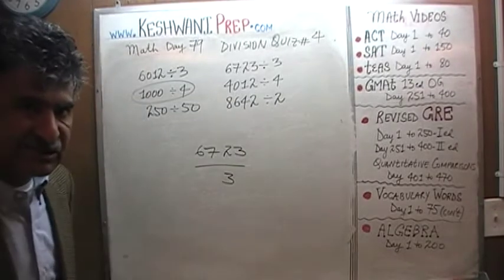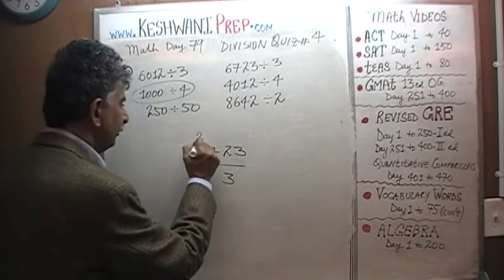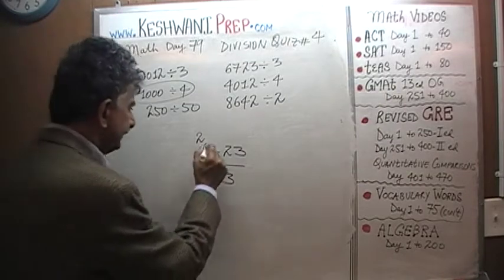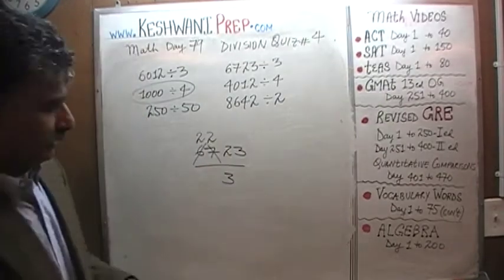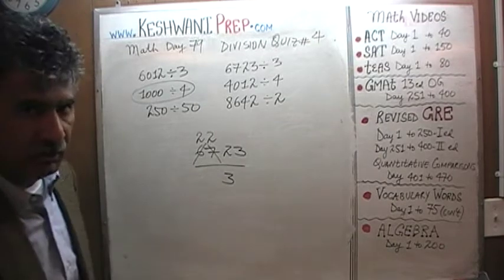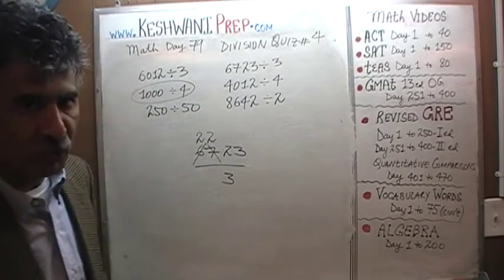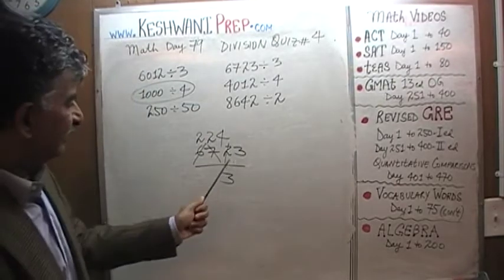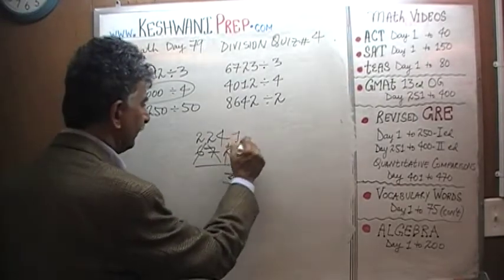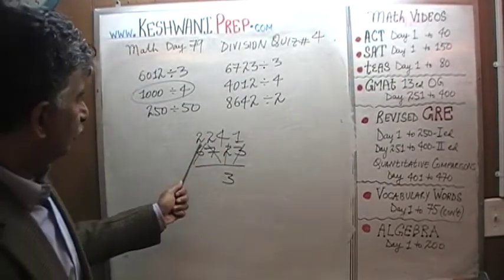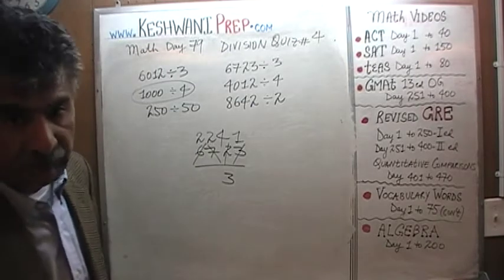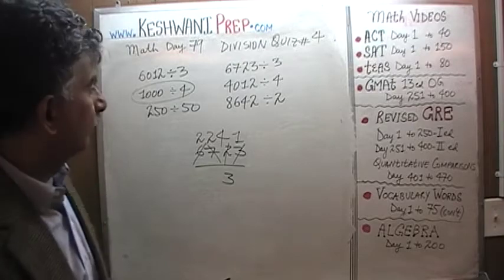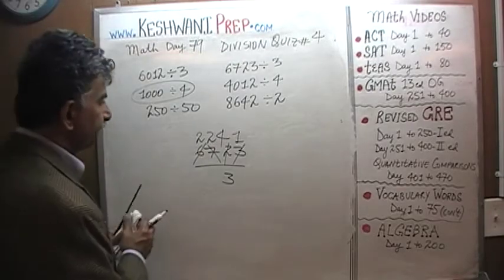How many 3's does 6 have? 6 has 2 3's. How many 3's does 7 have? 7 has 2 3's. The remaining one goes and joins the 2, becomes 12. How many 3's does 12 have? 12 has 4 3's. And how many 3's does 3 have? 3 has 1 3. Voila. The answer is 2241. It is evenly divisible by 3, just as we had said a second ago. Let's do the next one.